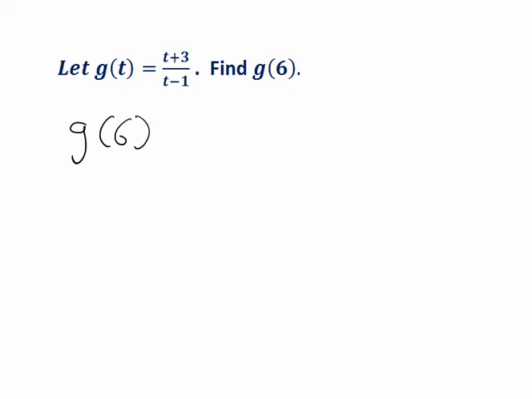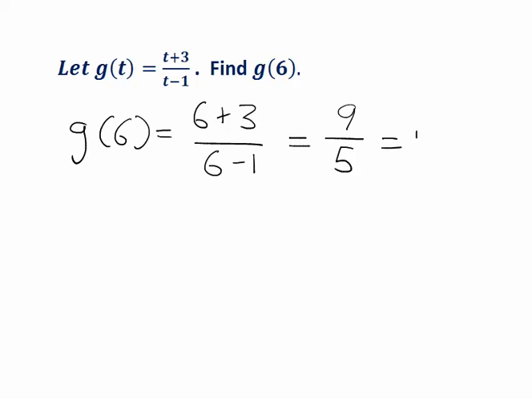So wherever I see a t, I'm going to replace it with the number 6. And then simplify. 6 plus 3 is 9. 6 minus 1 is 5. So if I input a 6, the output is 9/5, which you could also write as 1.8.